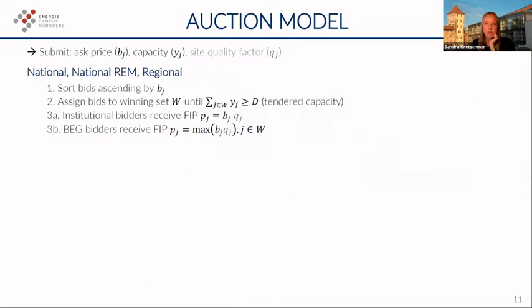So next, let's look at our model more closely. For all designs, we first draw an ask price, Vj, a capacity Y, and for the national REM design, also a site quality factor Q. For the national REM and the regional design, the model is basically sorting the bids in ascending order, assigning the bids to a winning set. Then the winners receive either pay as bid or uniform price, their ask price or the highest accepted ask price.